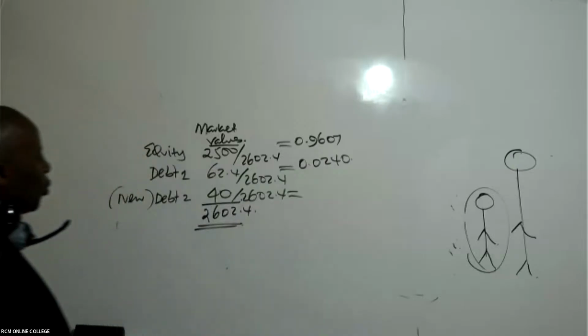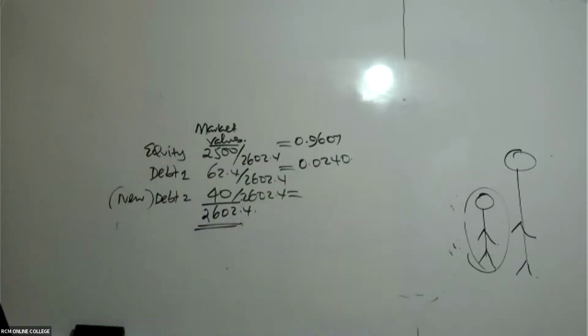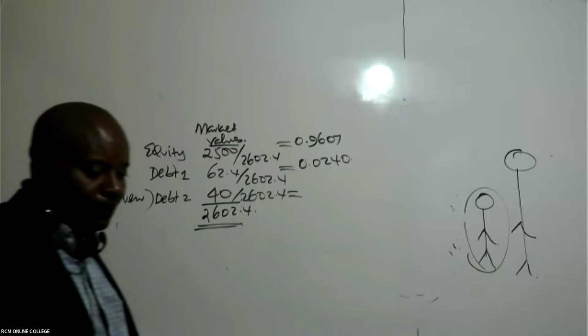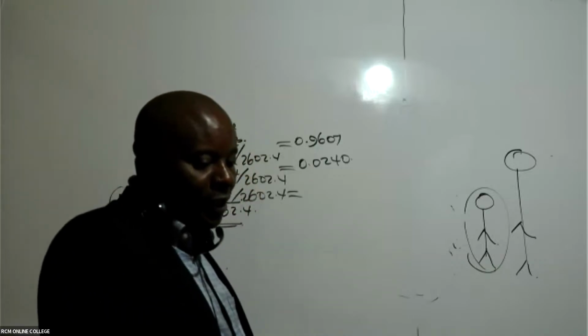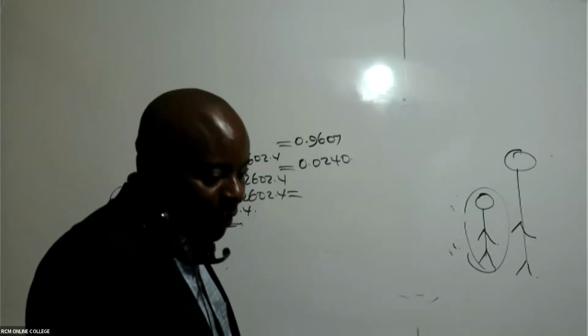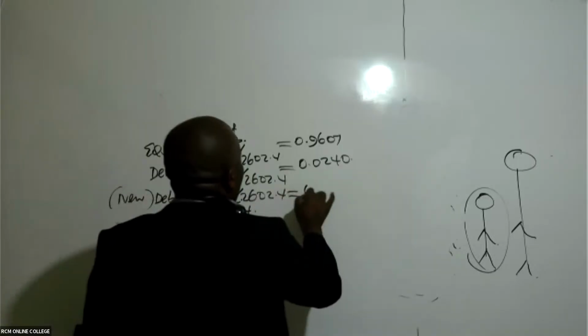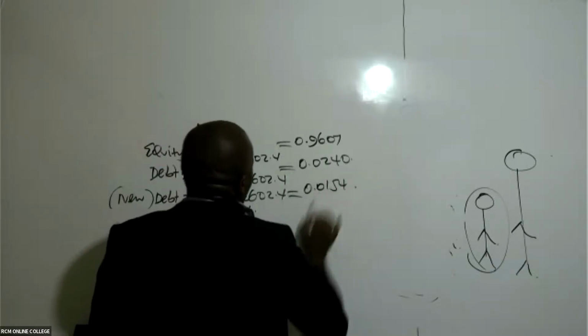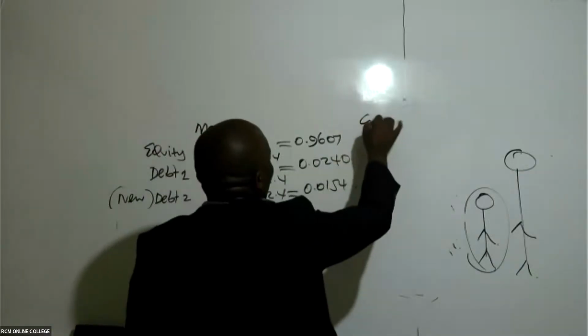And then we have that 2. What will be the weight here? The last one is 0.0154. So this is 0.0154 like that. Then how about the costs?